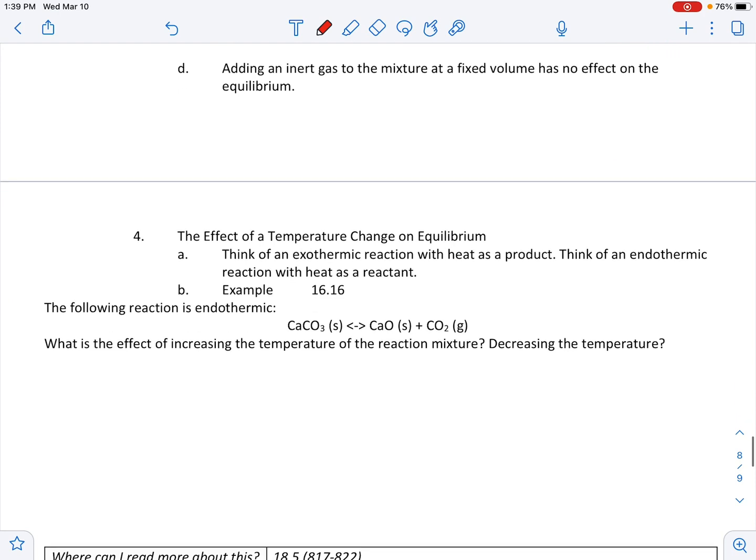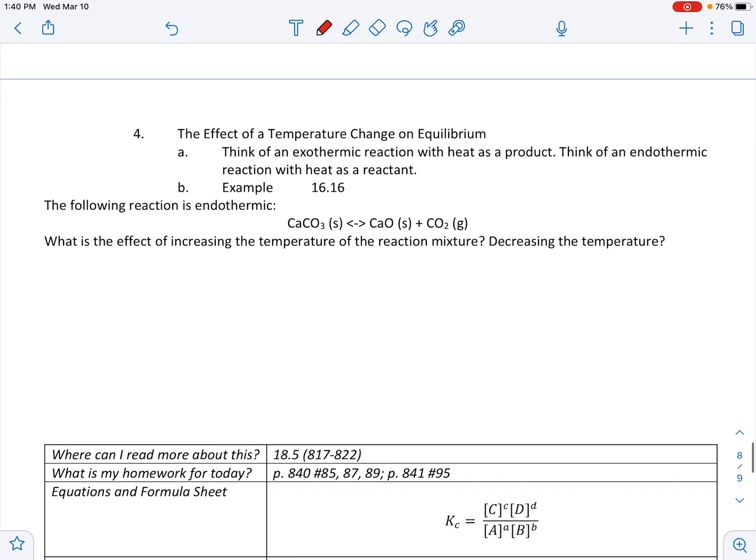And the last one, the effect of temperature change on equilibrium. We're going to think of an exothermic reaction as having heat as a product. And if we have an endothermic reaction, we think of heat as a reactant. Endothermic, heat is a reactant. Exothermic, heat is a product. So let's see how this works.